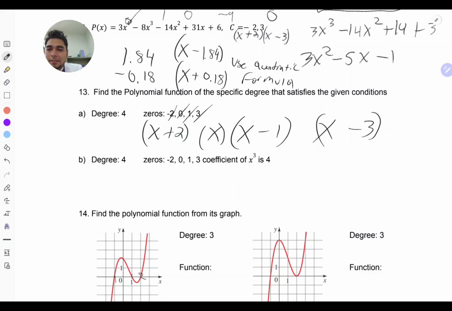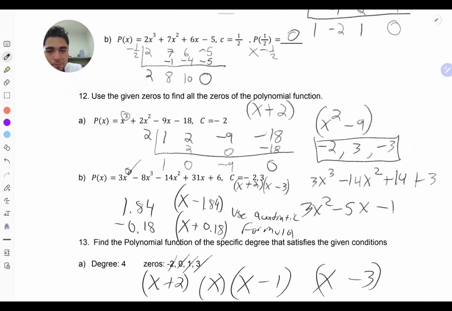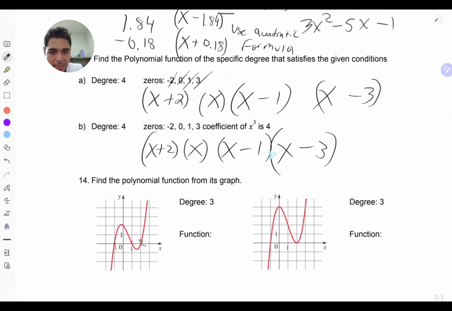Easy. Now, this second one, same thing, easy. Degree of 4. X plus 2, x minus 1, and x minus 3. Now, the only difference between these 2 problems is that the coefficient of x cubed is 4. So the only way to actually figure out what this means is we have to expand it out. We have to make sure that it's expanded. So let's expand these 2 first.